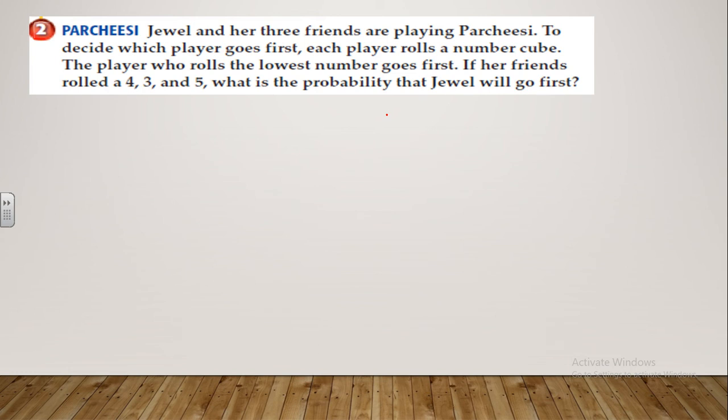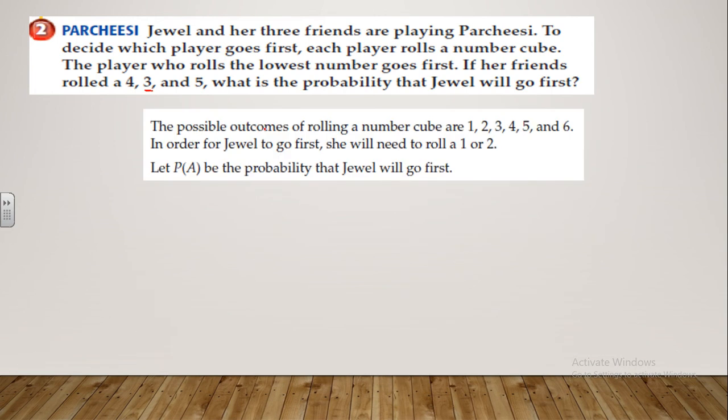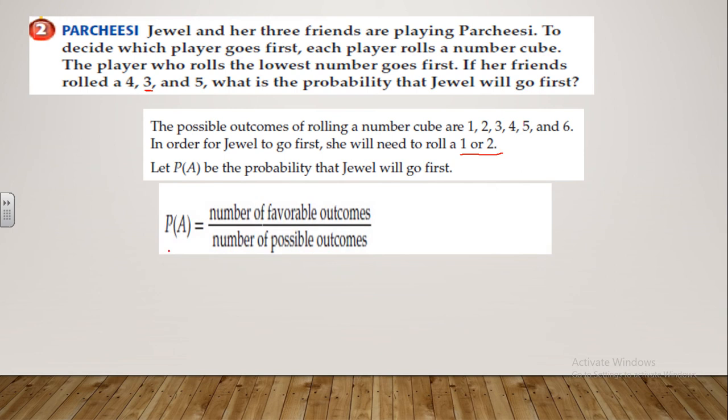For Joel to be able to go first, she must get a number less than 3, 4, and 5. What's the smallest number here? It is 3. So she must get a number less than 3, right? What are the numbers less than 3? It will be 1 and 2. Okay, so let's write our rule. The probability is equal to the number of what he asked over the total.